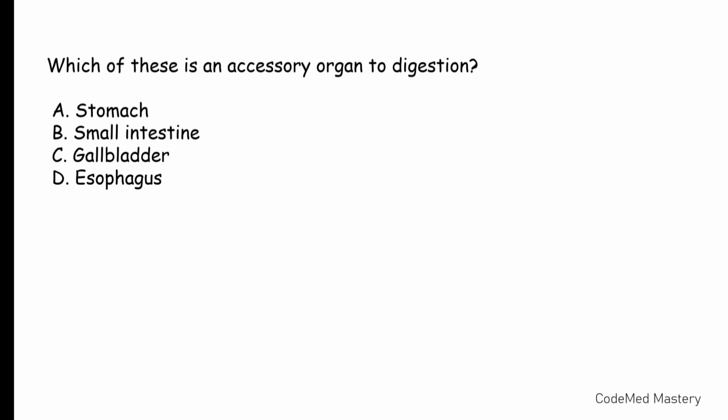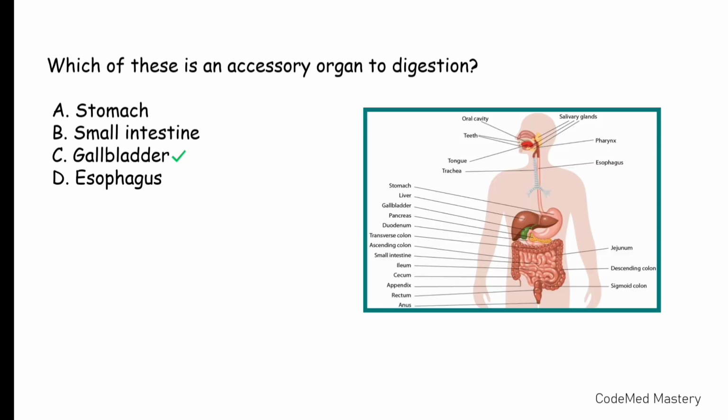Next question. Which of these is an accessory organ to digestion? Option A, stomach. Option B, small intestine. Option C, gallbladder. Option D, esophagus. The correct answer is option C, gallbladder. Gallbladder is an accessory organ to digestion that stores and concentrates bile produced by the liver. It releases bile into the small intestine to aid in digestion of fats. The stomach, small intestine, esophagus are all primary organs involved directly in the digestive process. Gallbladder is an accessory organ.